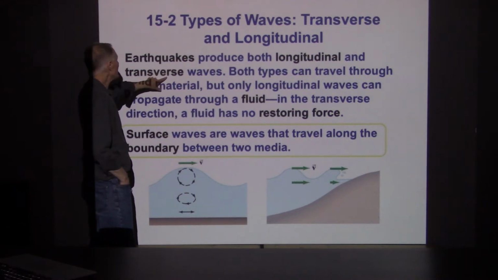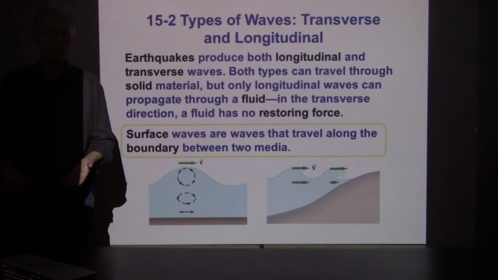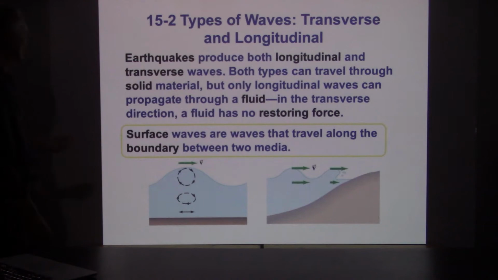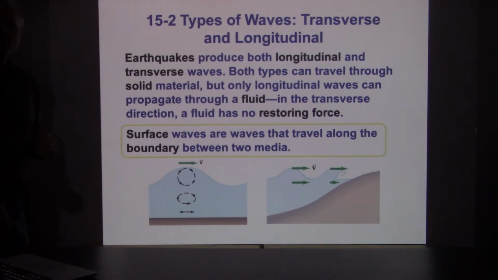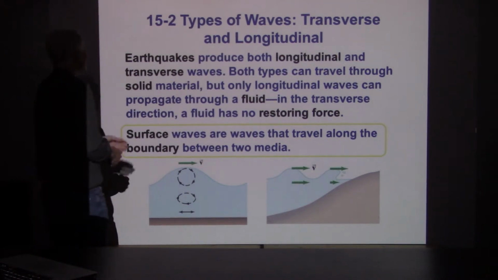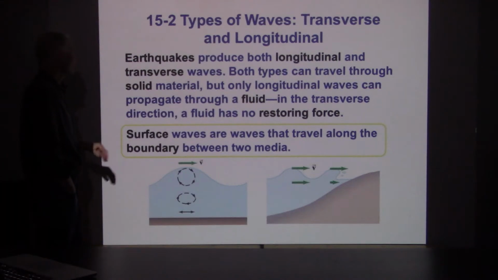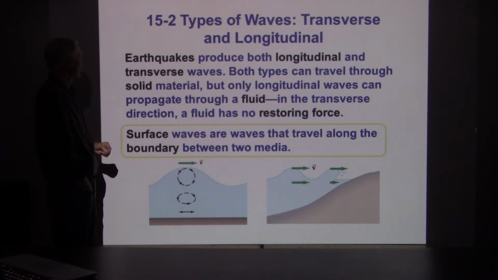Earthquakes produce longitudinal and transverse waves. Earthquakes are happening in solid material, and we can get both the compression waves, and I think it's the compression waves that travel faster, right? The compression waves are called P waves, and the S waves are sideways, and they take longer, something like that. Anyway, earthquakes do produce both longitudinal and transverse waves in solid material, but only the longitudinal waves can propagate through a fluid. The fluid has no restoring force. So that's kind of what we've talked about before.